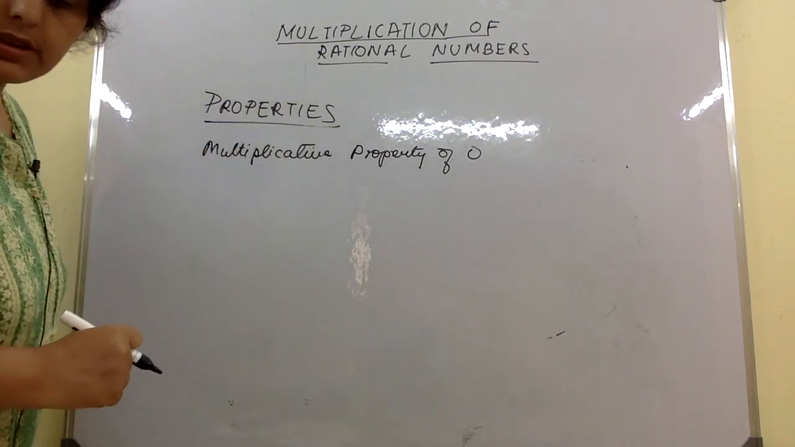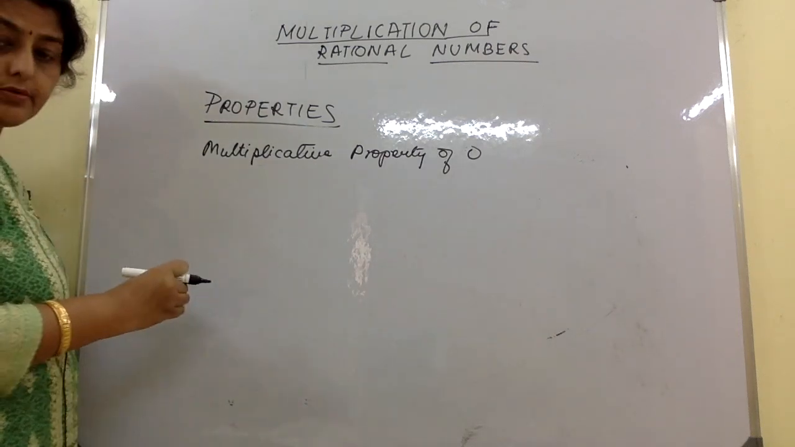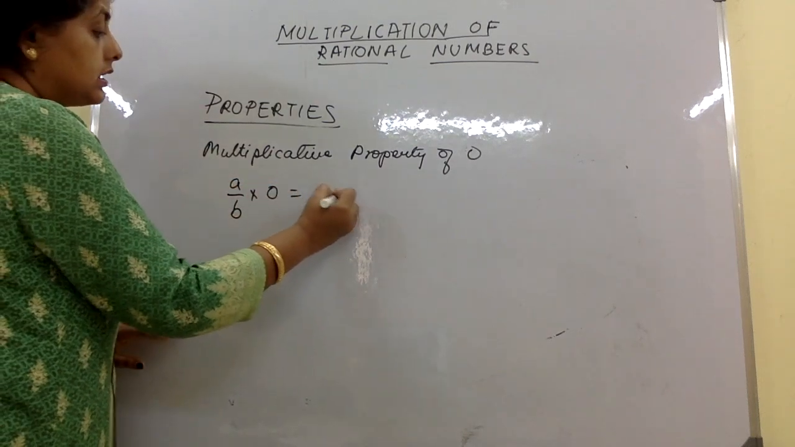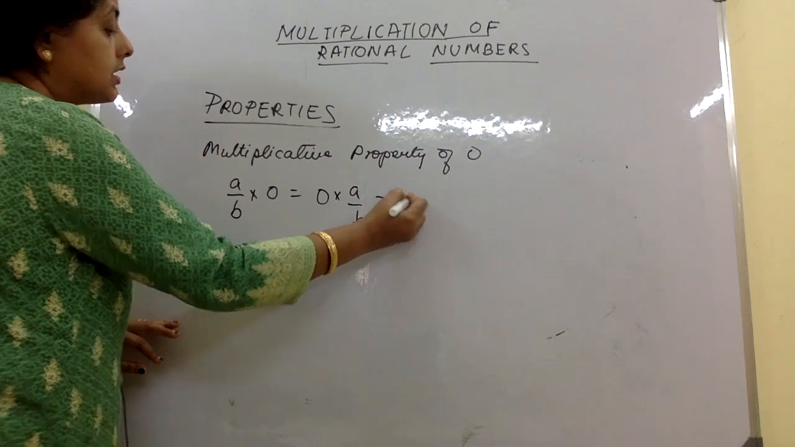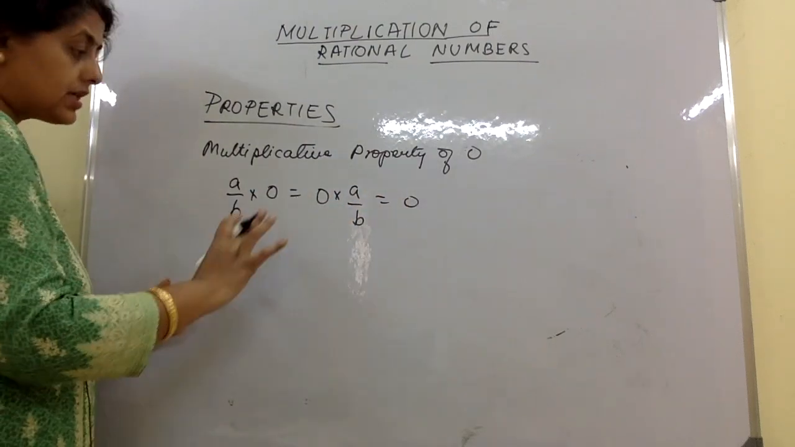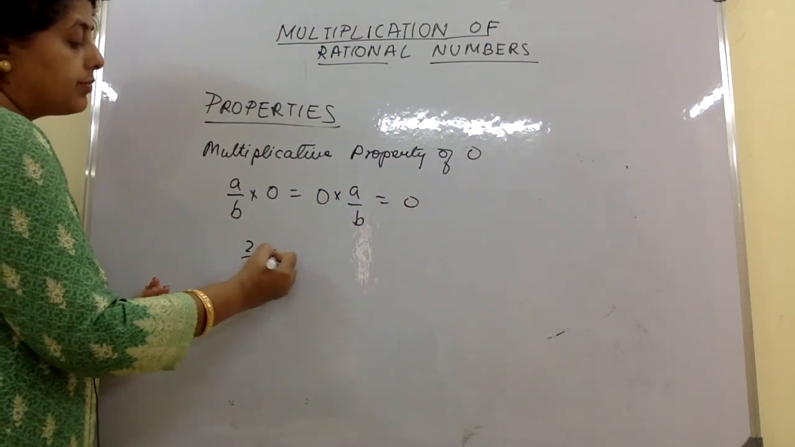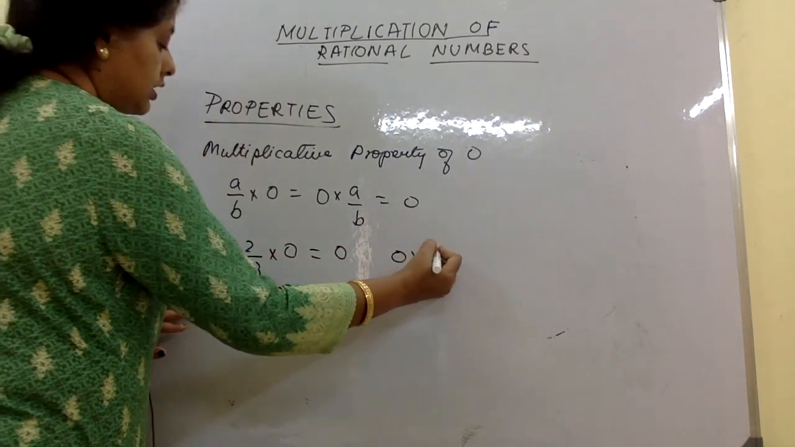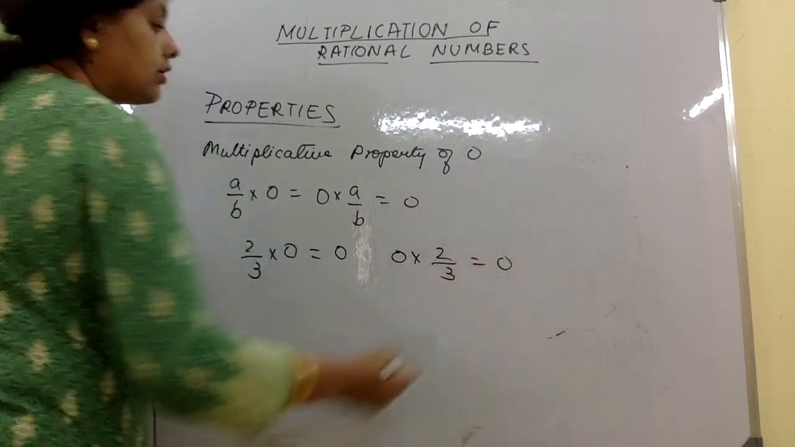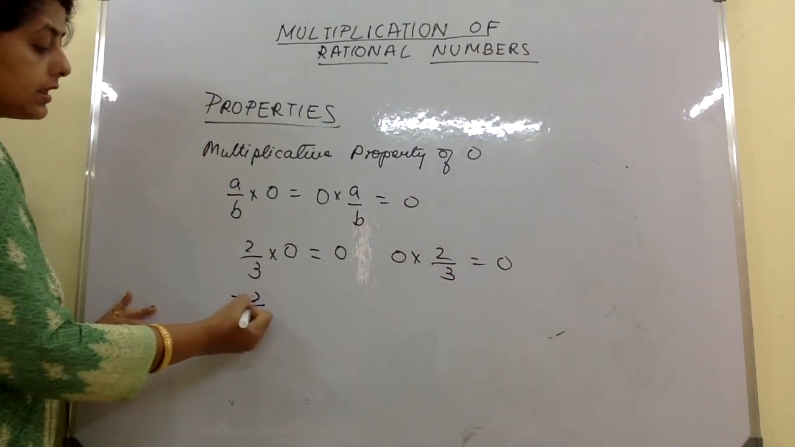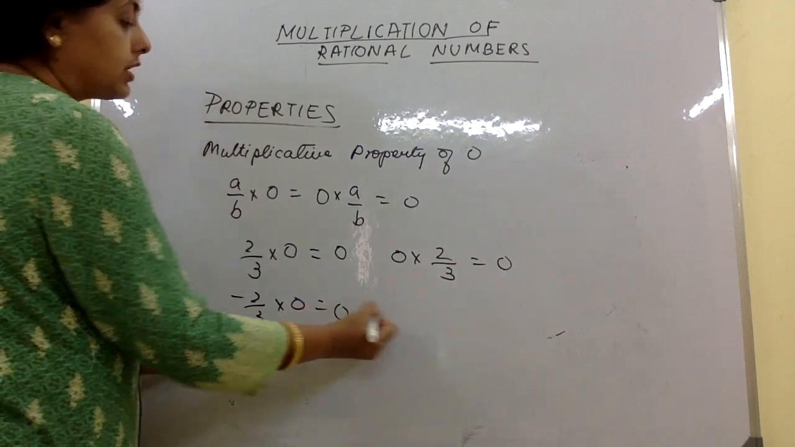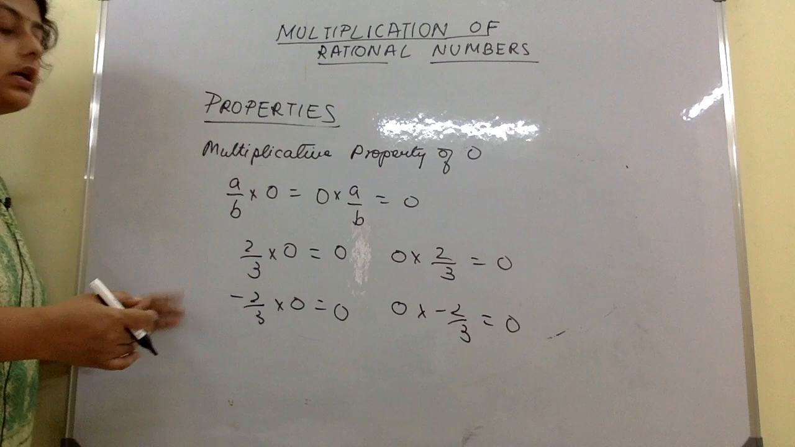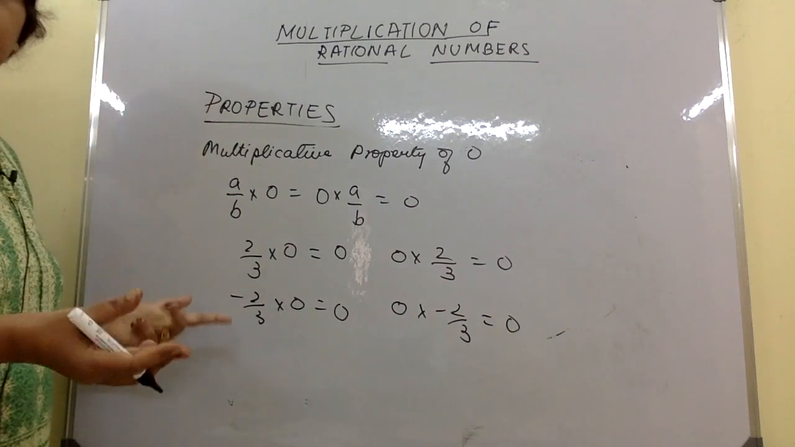Multiplicative property of 0. Now here, it is very simple. A by B into 0 is 0 into A by B, which is equal to 0. In other words, any rational number you take and you multiply it with a 0, you are going to get a 0 only. Or 0 into any rational number, you are still going to get a 0. You take it as a negative, then also no difference. Even if you take it as a negative, you still get a 0. This is the multiplicative property of 0.